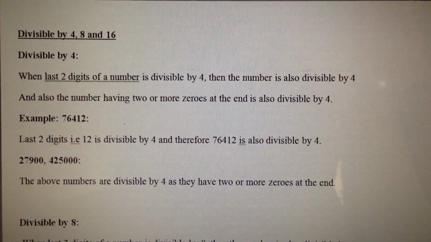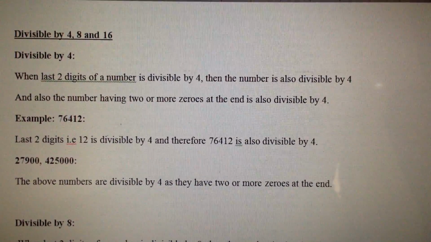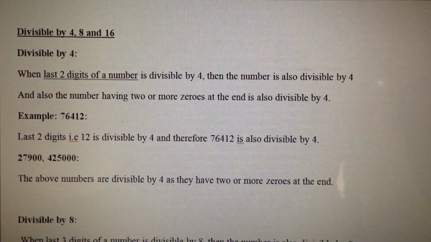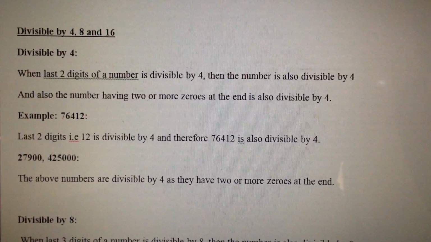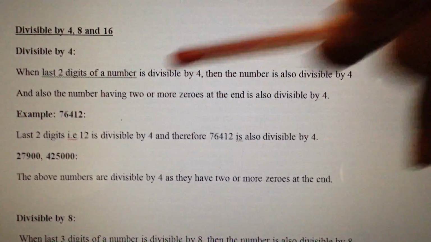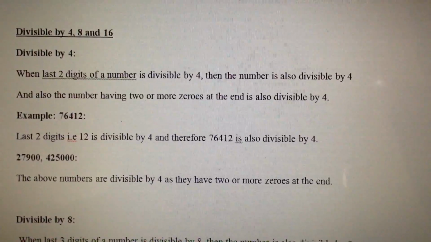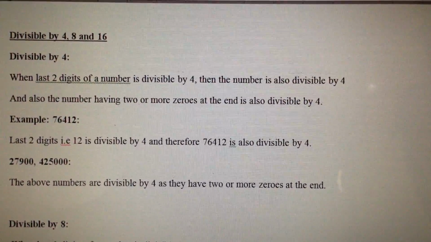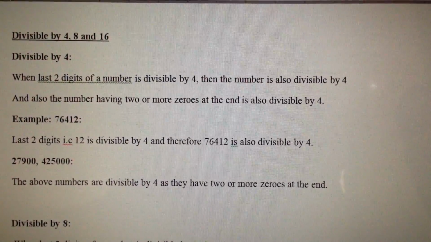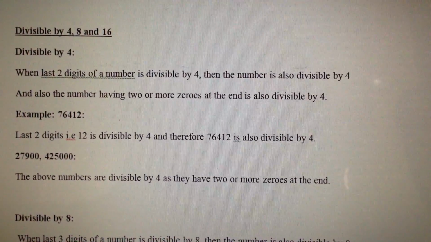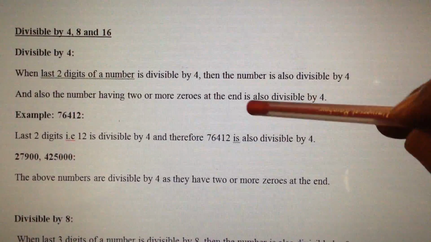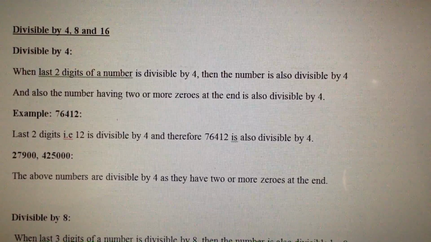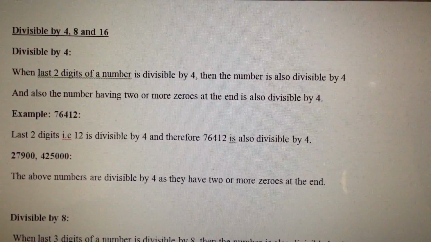Now the divisibility rules of 4, 8 and 16. These three are more or less similar. That's the reason they are grouped together. Let us see the divisibility rule of 4. When the last two digits of a number are divisible by 4, then the number is also divisible by 4. And again, a number having two or more zeros at the end is also divisible by 4. In both the conditions, it is divisible by 4.